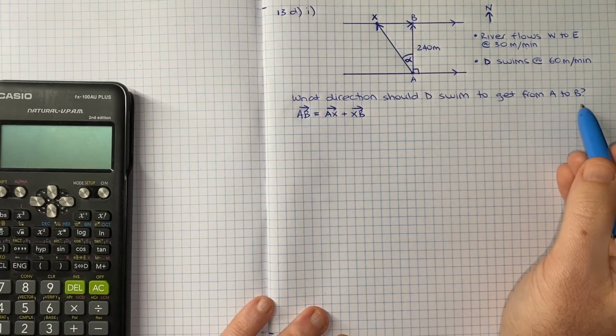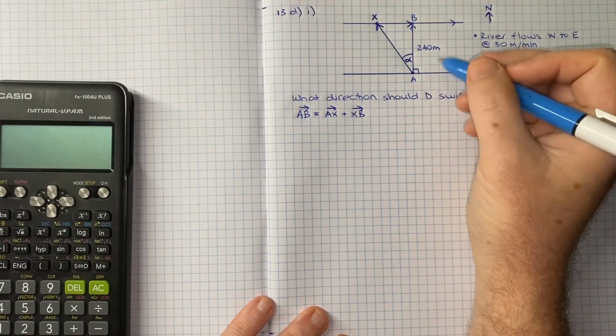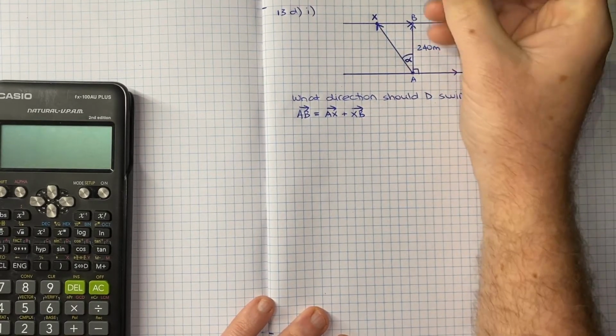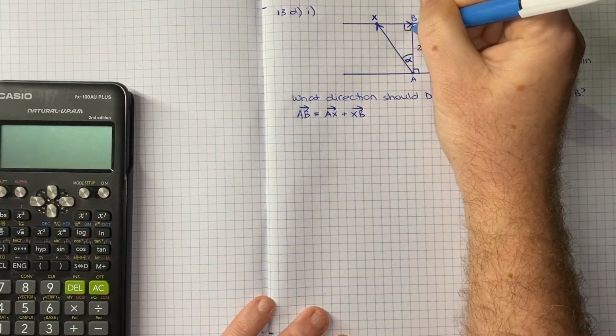So given we're told that this AB is perpendicular to the riverbanks, then we also know that this will be a right angle too.